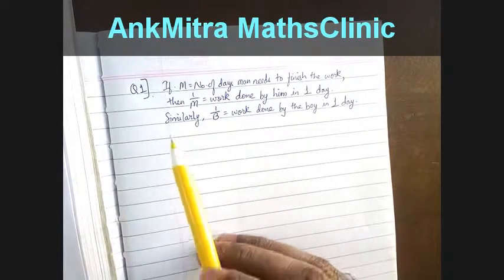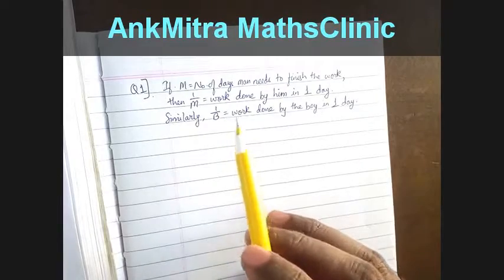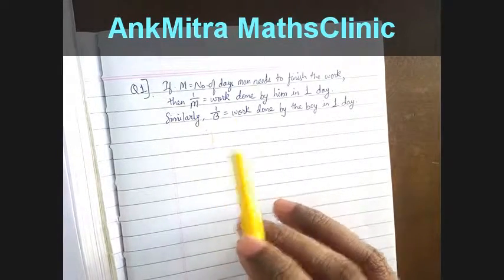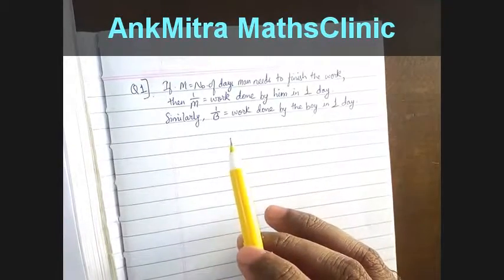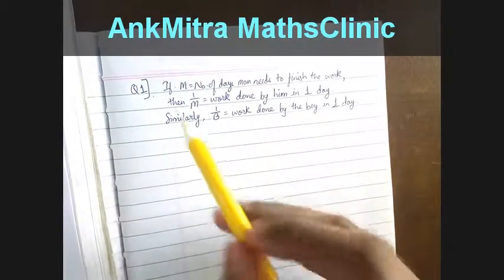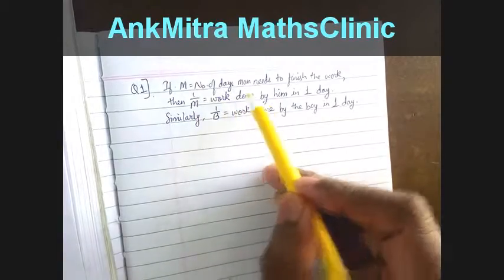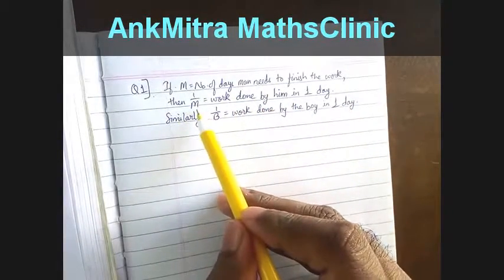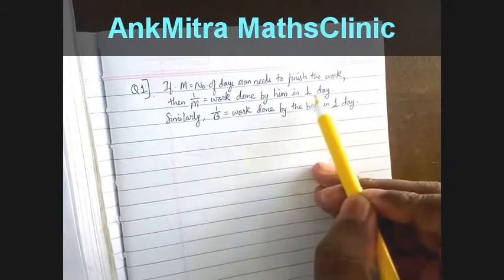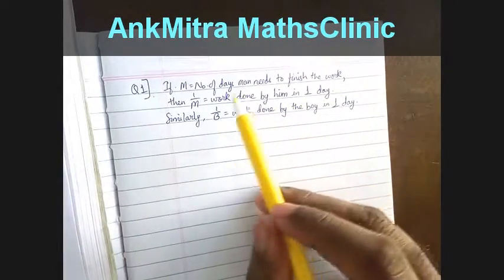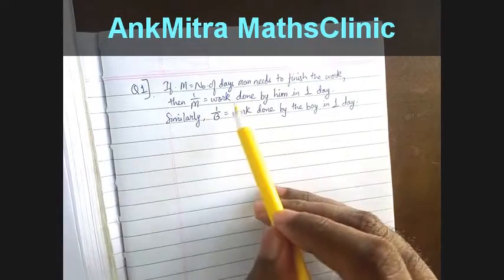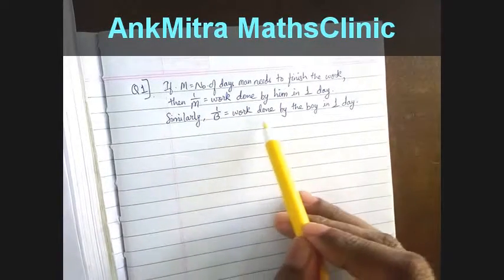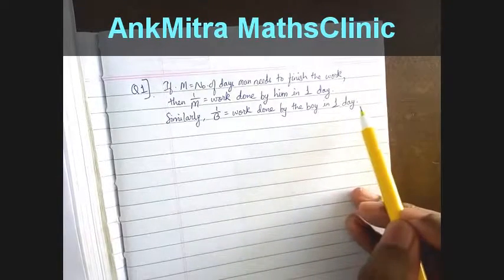In sums like these, we generally use the number of days taken to finish the work to represent it in the form of the amount of work done in one day. So if M is the number of days a man takes to finish the work, then 1 upon M will be the work done by him in one day. Similarly, if B is the number of days a boy takes to finish the work, then 1 upon B will be the work done by the boy in one day.